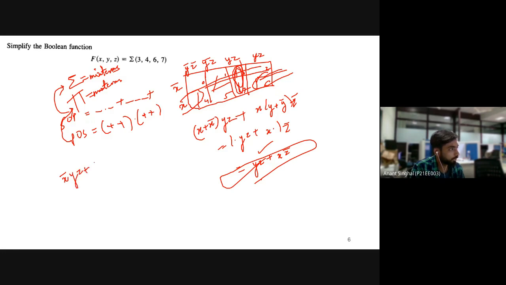I'm solving it without using KMap. So 4 is nothing but 1, 0, 0, which is x, y bar, z bar. Then the third term will be 6, which is 1, 1, 0, x, y, z bar. And then 7 is nothing but 1, 1, 1. So I hope you know how I've written this. The bar denotes wherever there is a 0, and the terms without bar denote where there will be a 1.